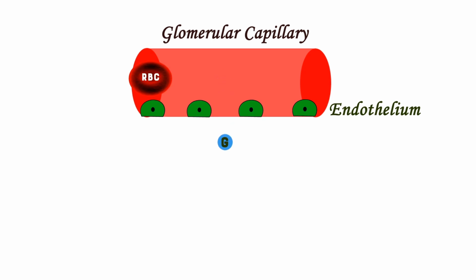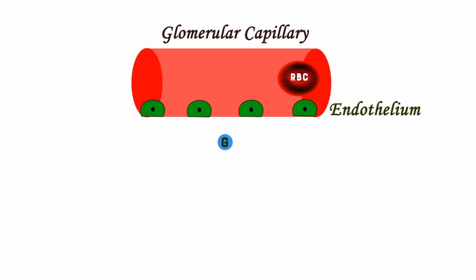And what about structures such as an RBC? Let's take an RBC and see the size of the RBC. The RBC is obviously much bigger than the pore. So will the RBC come down? The RBC will not come down. The RBCs are not filtered, and will just go away without getting filtered.